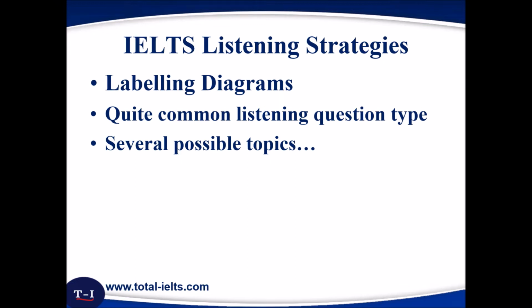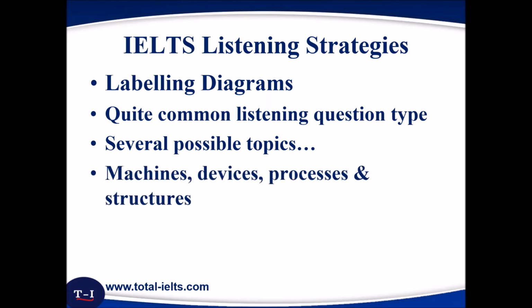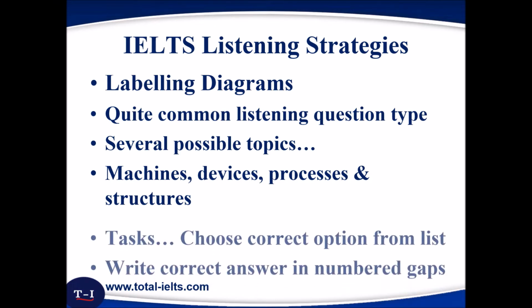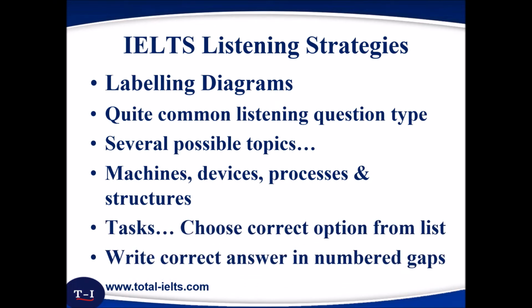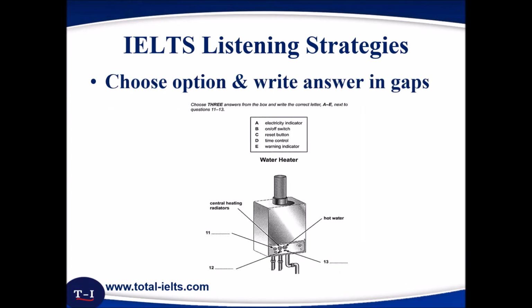This is quite a common listening question type, and there are several possible topics. You could be asked to label a machine, a device, a process, or even a structure. And the tasks can be choose a correct option from a list or write the correct answer in the numbered gaps. Here's an example of choosing an option from a list and writing the answer A to E in the numbered gaps.